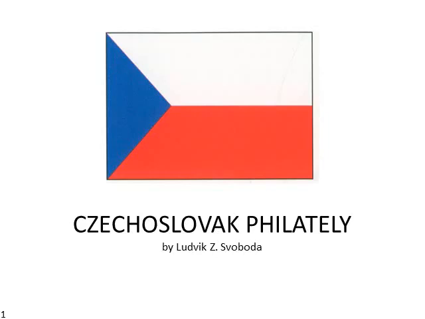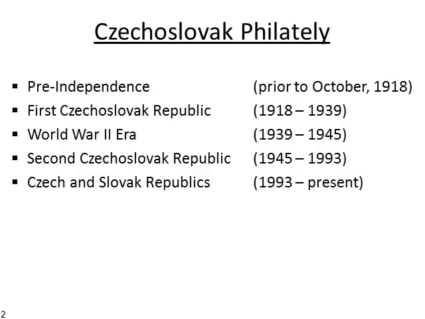This presentation was prepared for the Society for Czechoslovak Philately by Ludwig Svoboda, past president, and currently editor of its periodical, The Czechoslovak Specialist. The presentation title is Czechoslovak Philately. It is intended to give you an appreciation for the breadth and depth of this topic, and is broken into these 5 time periods: pre-independence before October 1918, the First Czechoslovak Republic, the World War II era, the Second Czechoslovak Republic, and the present Czech and Slovak republics.